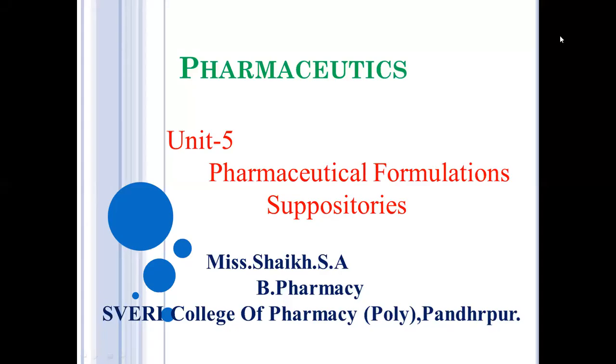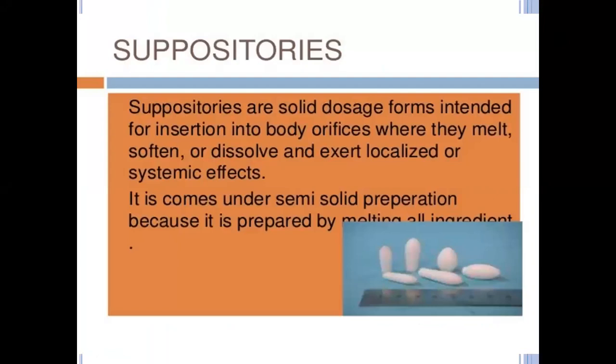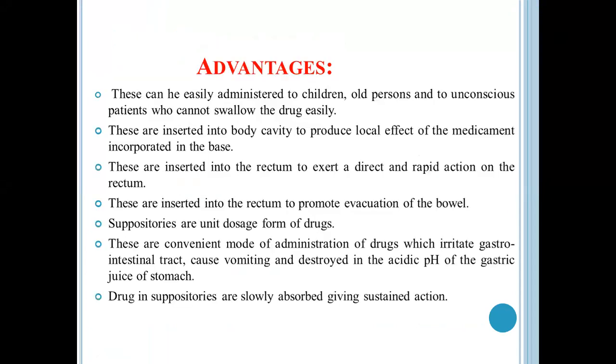So in the earlier lecture, we discussed suppositories. What is meant by suppositories? Suppositories are solid dosage forms intended for insertion into body cavities other than the mouth cavity, and they melt, soften, or dissolve and exert their systemic effect, or a local effect, at the location where they are inserted. So this is about the definition.